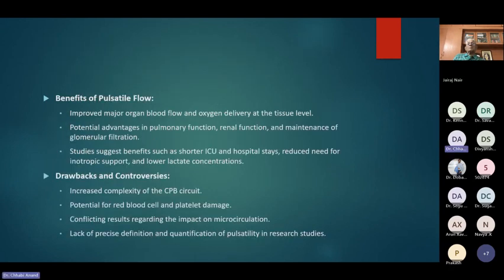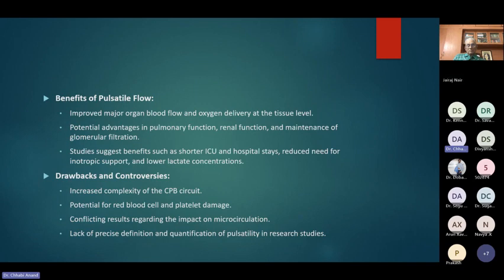Benefits of pulsatile flow: improved major organ blood flow and oxygen delivery at the tissue level. Potential advantages in pulmonary function, renal function, and maintenance of glomerular filtration. Studies suggest benefits such as shorter ICU and hospital stays, reduced need for inotropic support, and lower lactate concentration.